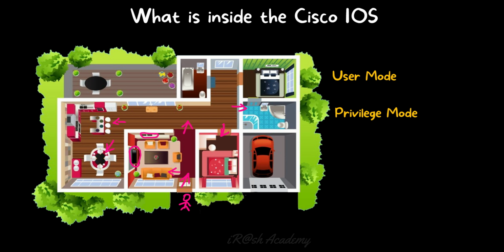This mode we can call in Cisco iOS as global configuration mode. From the global configuration mode, you can do any configuration. You cannot do any configuration in user mode or privilege mode. For that, you need to come to the global configuration mode. So same like the person gets access to your kitchen, your dining table, your master bedroom, your washroom.